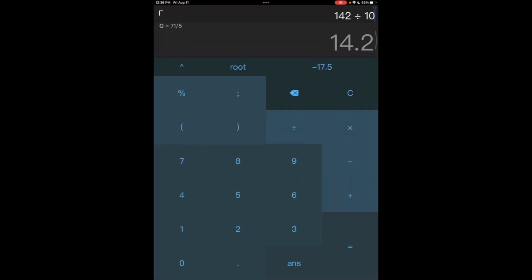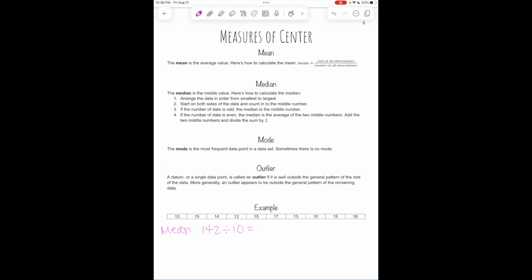When you're dealing with mean, median, mode, decimals are fine. You don't have to worry about using fractions for the most part. So our mean is 14.2. Now for our median. I need to put the data in order from least to greatest and then find the middle.